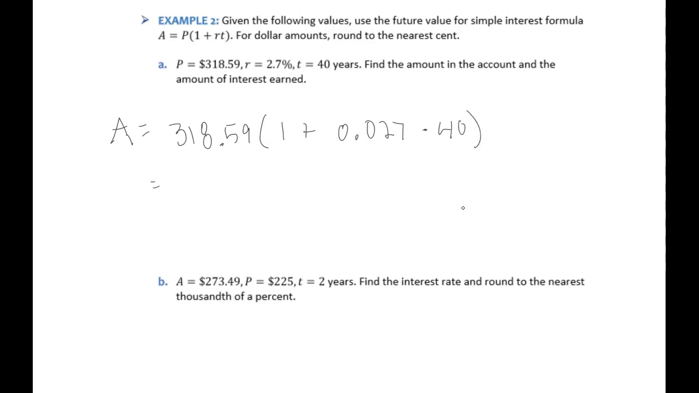Okay, so I plugged everything into its place, right? And now it's simply use my order of operations to simplify this. So the first thing I would do is the multiplication inside the parentheses here. Following that, I will add 1. So doing that multiplication and adding 1 gives a result of 2.08. And then once I've finished with the operations inside the parentheses here, now I can do this last multiplication to get $662.67. So that would be the amount in the account.